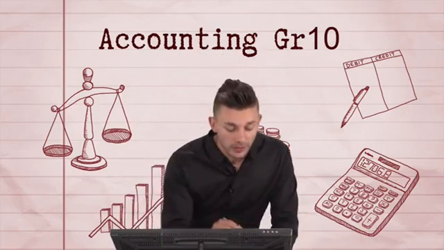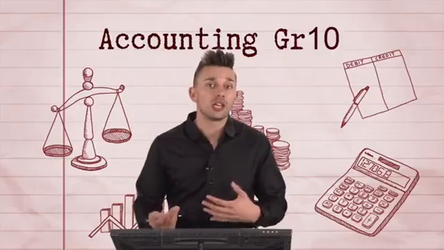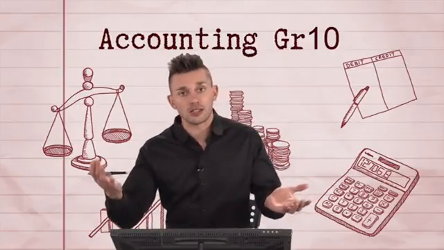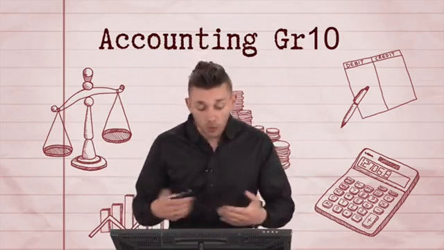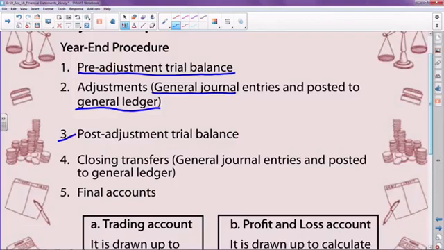So what do we do with the second step? The second step is we need to adjust. So adjustments we need to do now, and these adjustments will be put into the general journal, and then we'll need to post the general journal to the general ledger. So know that. Now, after we've done this, we'll set up another trial balance. Now, again, we want to check, is your debits equaling your credits with these trial balances? And what do we do now? We will have a post-adjustment trial balance. And that's your step number 3. Number 4 will now be your closing transfers.